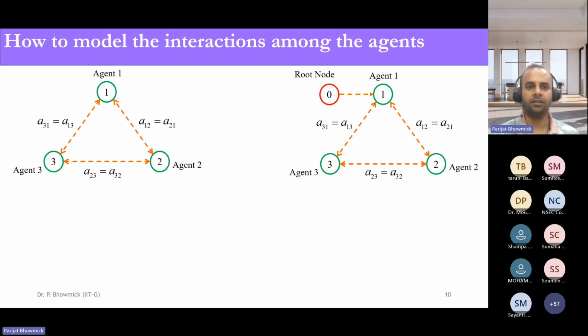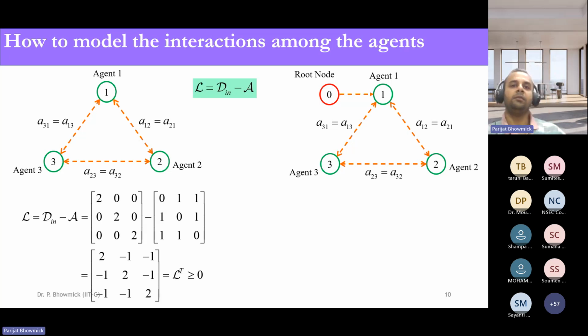There, I started with this slide, that is, how to first model the interaction among the agents. If you consider three agents, for simplicity, and they are connected bidirectionally, each edge has a weight. Since it is a bidirected graph, or sometimes also called undirected, the weights would be the same. So you can say it is a symmetric graph, so a_ij equals a_ji.